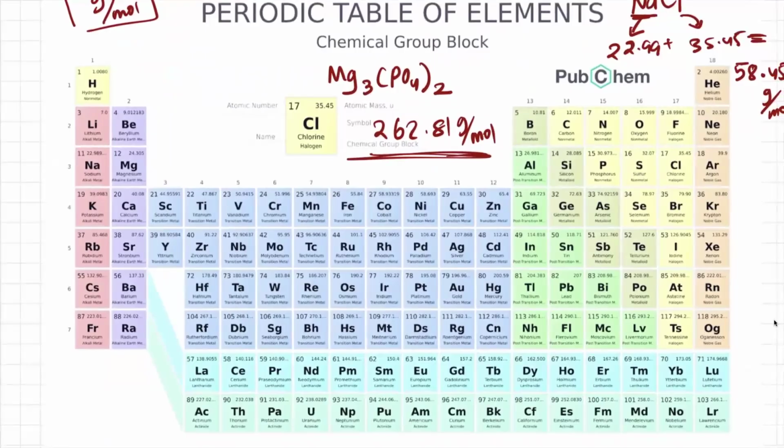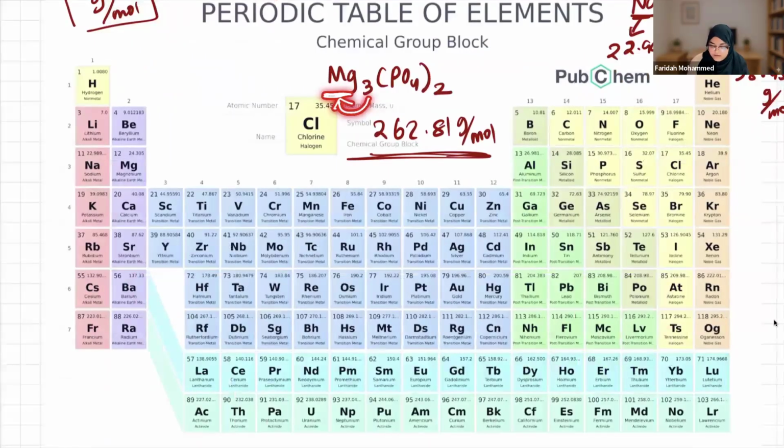Okay, yeah. So you have magnesium, right? Look at this, the formula. For the magnesium, you have 3 of magnesium, right? So you're going to do 3 times, where's the magnesium? What's the mass of magnesium? 24.305 plus, how many P do you have?